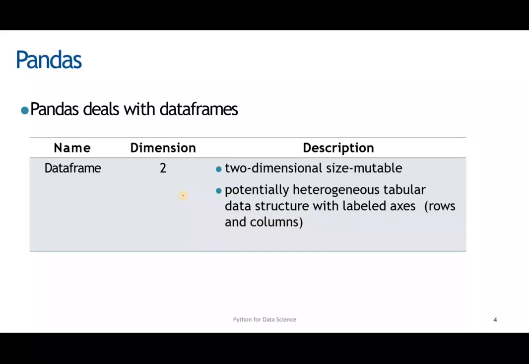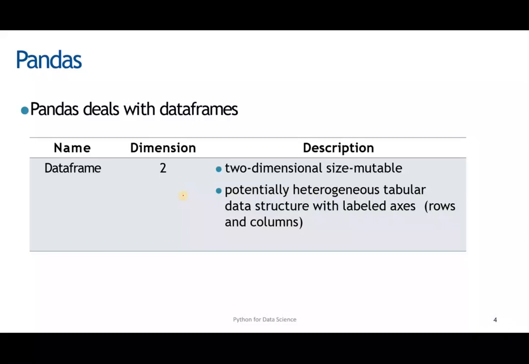The second point is that it is a potentially heterogeneous tabular data structure with labeled axes. Heterogeneous tabular data structure means that whenever we read data in Spyder or Jupyter notebook, it becomes a data frame and each and every variable gets a data type associated with it when you read it. Also, we do not need to explicitly specify the data type for each variable; that is based on the type of data contained in each variable or column.